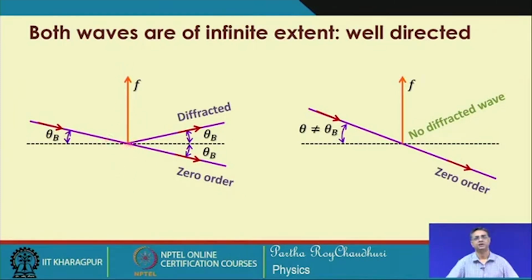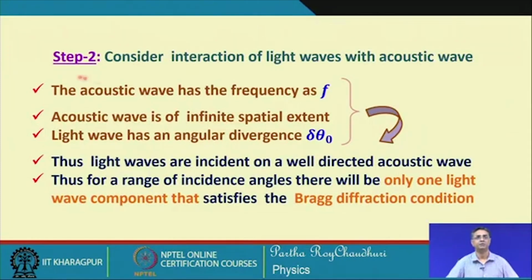So, the interaction is 1 to 1, you have a diffracted beam which is given by this theta B, and if this does not satisfy the Bragg condition, then there is no diffracted wave. There is no diffracted wave, only you will get the 0th order, the undiffracted direct beam, the through beam.